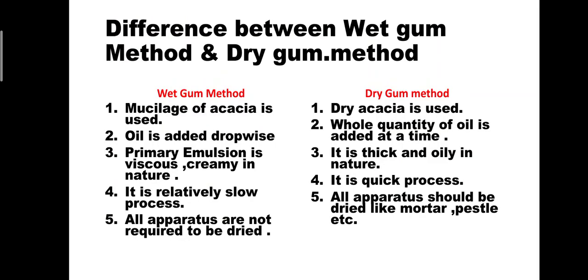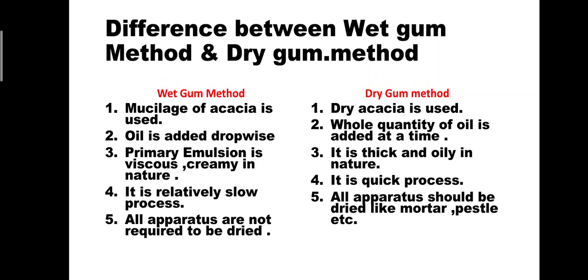Next, the difference between wet gum method and dry gum method. First, in wet gum method, mucilage of acacia is used; in dry gum method, dry acacia is used. Second, oil is added dropwise; in dry gum method, the whole quantity of oil is added at a time. Third, primary emulsion is viscous and creamy in nature; in dry gum method, it is thick and oily. Fourth, it is a relatively slow process; in dry gum method, it is a quick process.